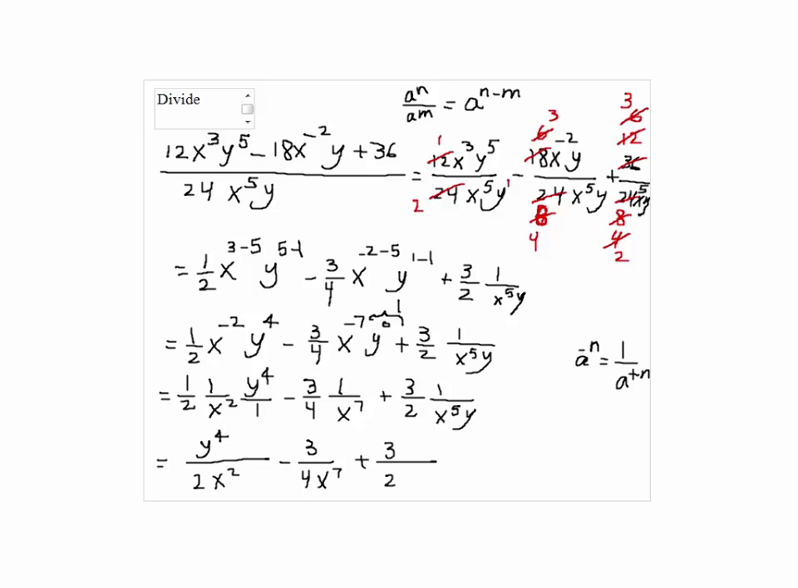Now all the exponents are positive, so I would get 3 terms here, which would be y to the power of 4 over 2x to the power of 2 minus 3 over 4 x to the power of 7 plus 3 over 2 x to the power of 5 times y. Here we divided and reduced, and all the exponents are positive.